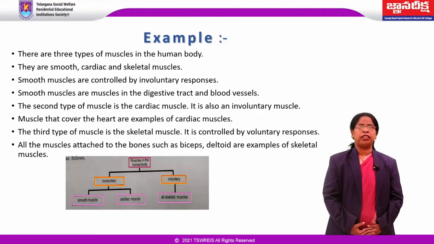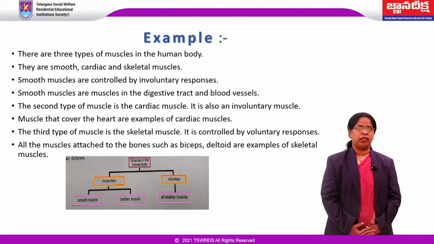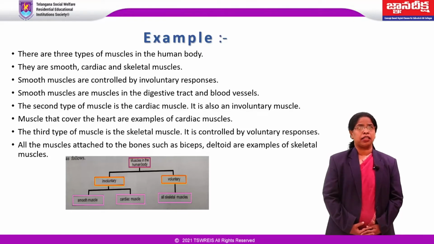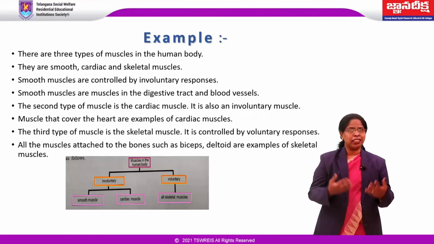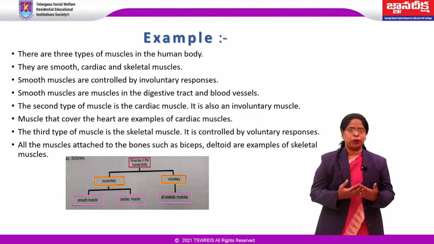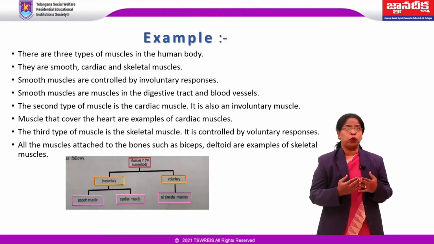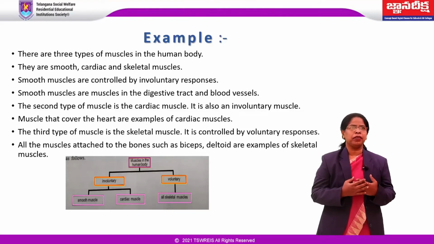The second type of muscle is cardiac muscle. It is also an involuntary muscle. The muscle that covers the heart is an example of cardiac muscle. The third type of muscle is skeletal muscle. It is controlled by voluntary responses. These muscles are attached to the bones, such as the bicep and deltoid, which are examples of skeletal muscle.